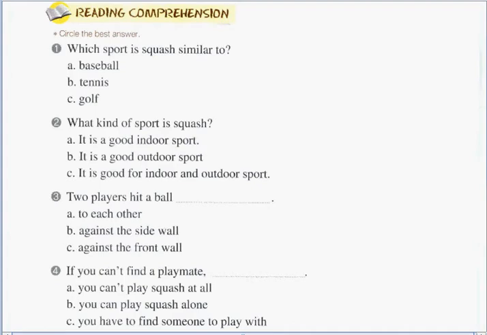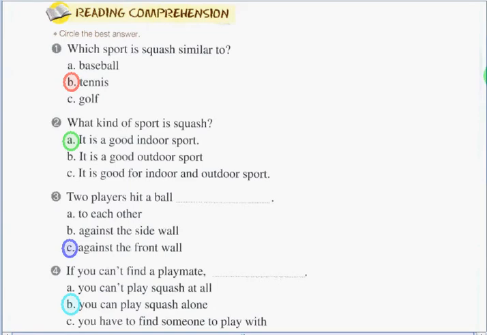So now, let's answer it. What is the answer in number 1? The answer is letter B, tennis. Next, number 2. The answer is letter A. It is a good indoor sport. Then, number 3. The answer is letter C, against the front wall. And number 4, the answer is letter B. You can play squash alone.